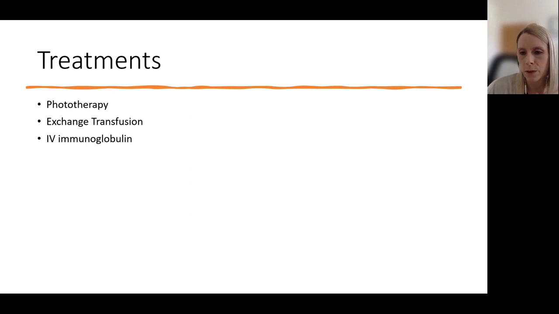So we've thought about what causes it and how we diagnose it. So now I'm going to talk a little bit about treatments of hemolytic disease of the newborn. So I've alluded to some of them already, but we're going to talk about phototherapy, exchange transfusions, and then IV immunoglobulins. Next slide, please.